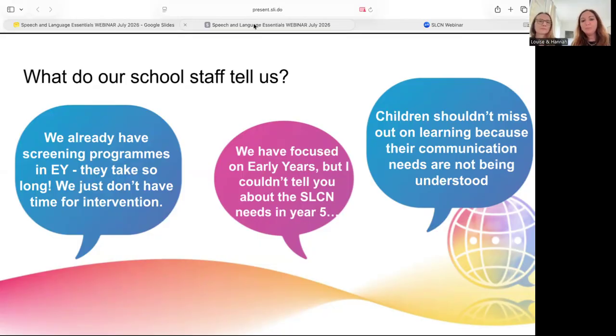We also want to make the point that there are screening protocols available for early years, but what about those children further up the school whose communication needs changed as the learning changed, or who joined the school later? And of course, we all know that children deserve to be heard and to have the skills to communicate with those around them. So here are a few hard-hitting facts for you.